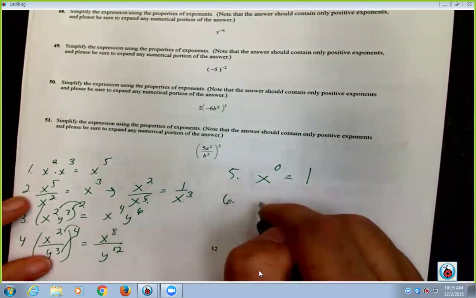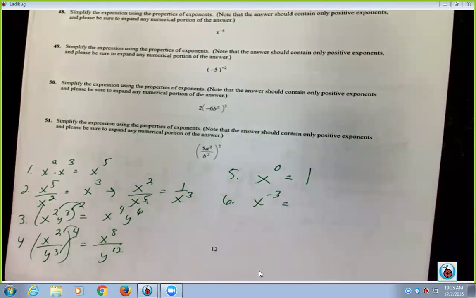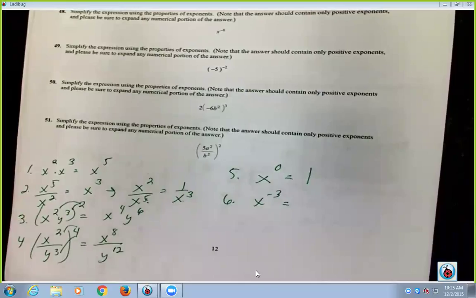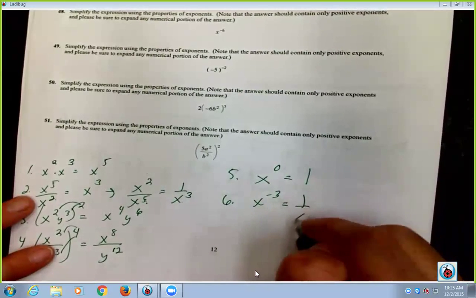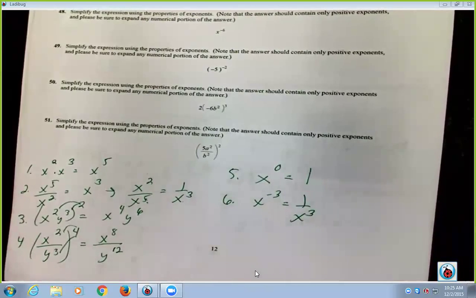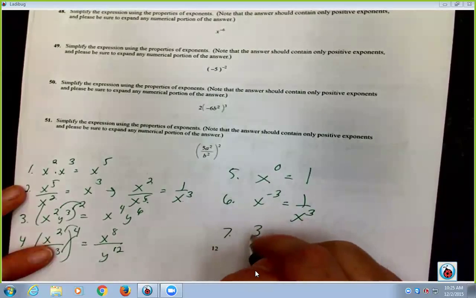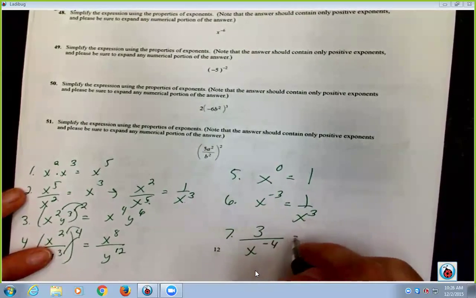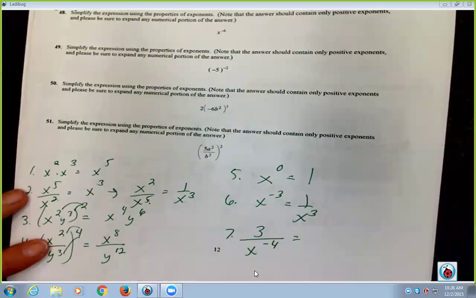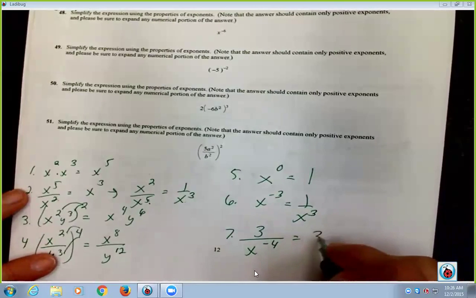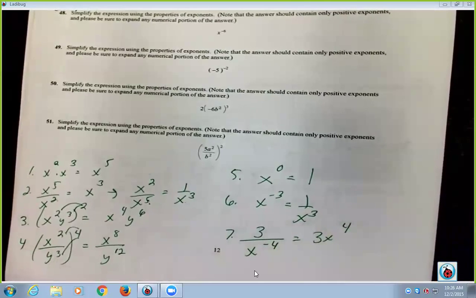And then x to the negative third. What happens to it? Yep. Because it moves and goes to the denominator. And then if it's in the denominator, where does it go? Up top then. So it becomes 3x to the 4th. But that's all my rules. I don't think there's any other ones that we missed in there.